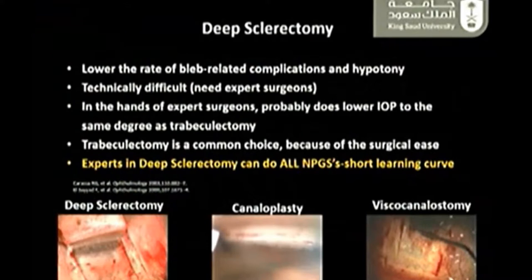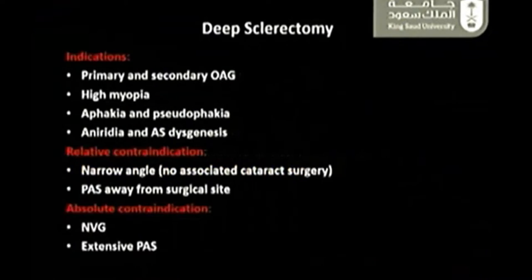So this saying that experts in deep sclerectomy can do all non-penetrating glaucoma surgery, it's true. They can do viscocanalostomy, they can do canaloplasty, but remember that it has a short learning curve. So the indications of deep sclerectomy include primary and secondary open-angle glaucoma, patients who are having high myopia, aphakia and pseudophakia with some concerns over aphakia. So why do we have some concerns over aphakia?